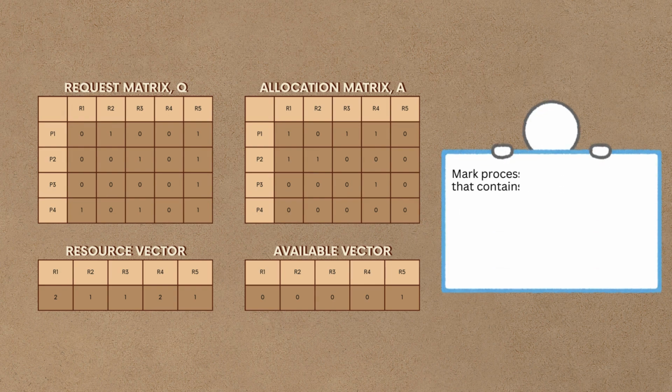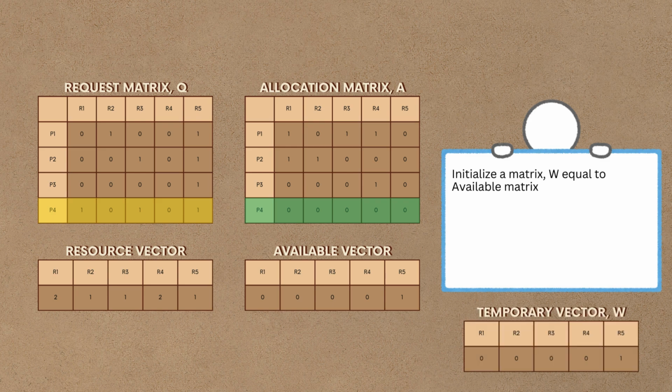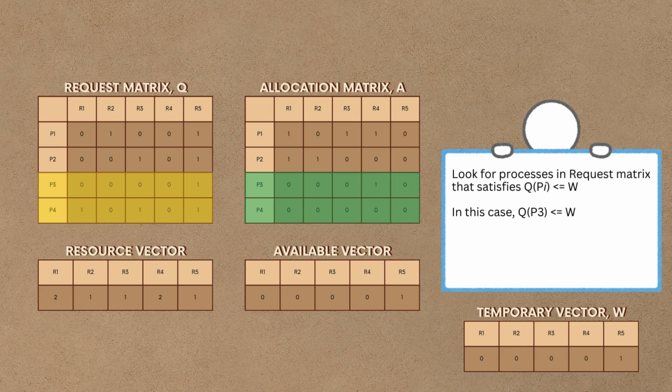First and foremost, we have to mark processes in the allocation matrix that contain all zero elements. In this case, it is P4. And then initialize a matrix W equal to the available matrix. Look for processes in the request matrix that satisfy the condition. In this case, it is P3.